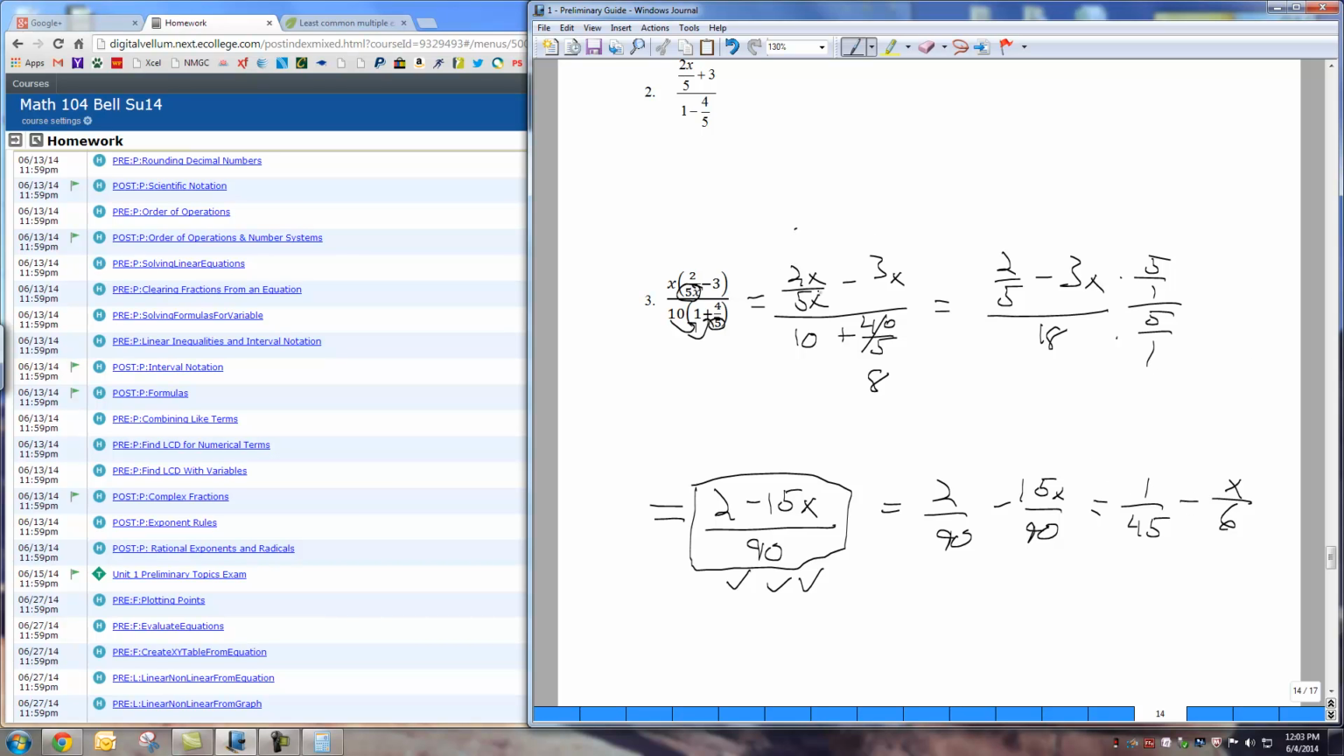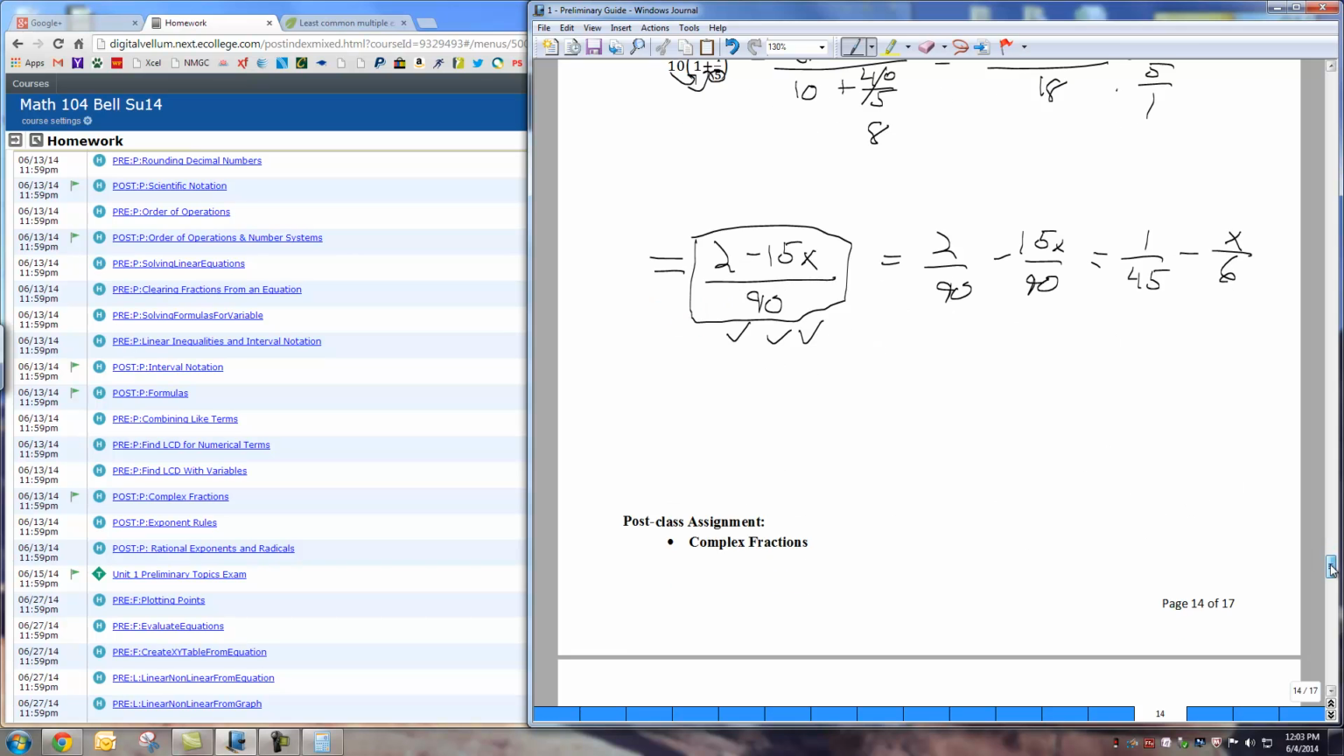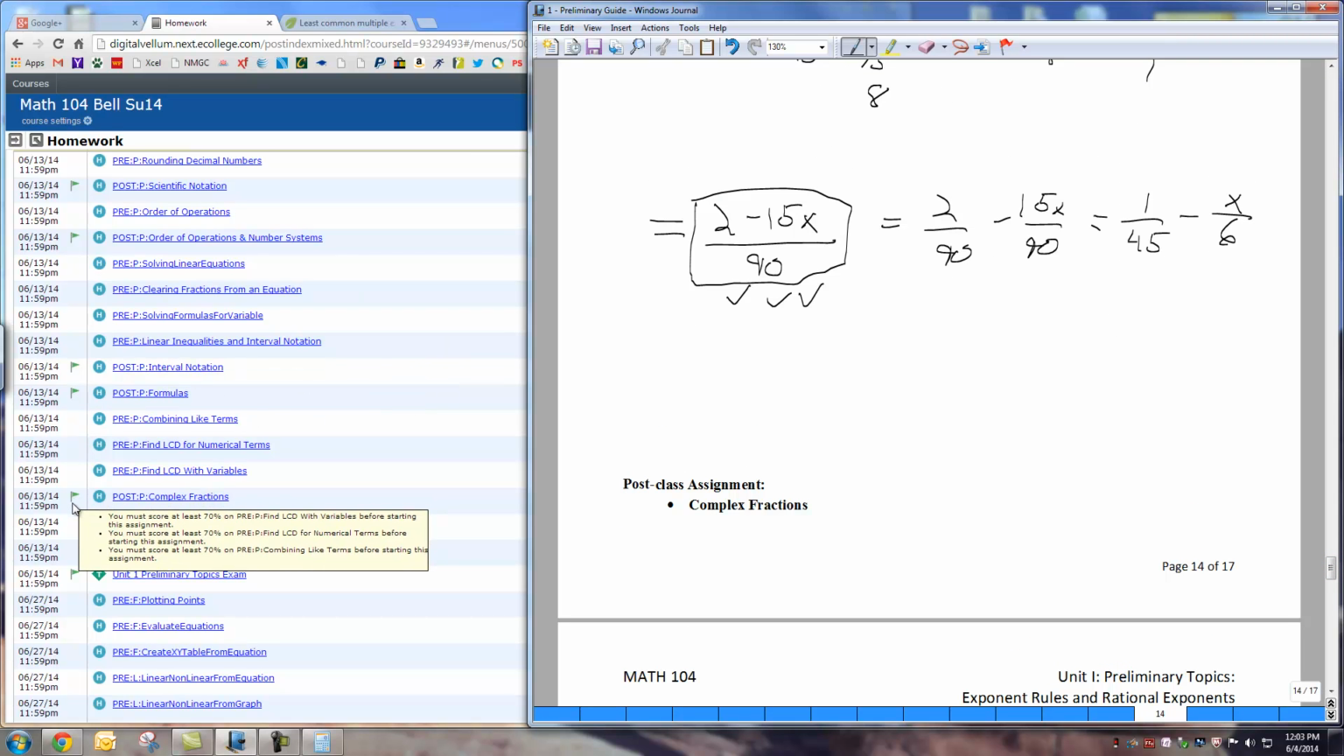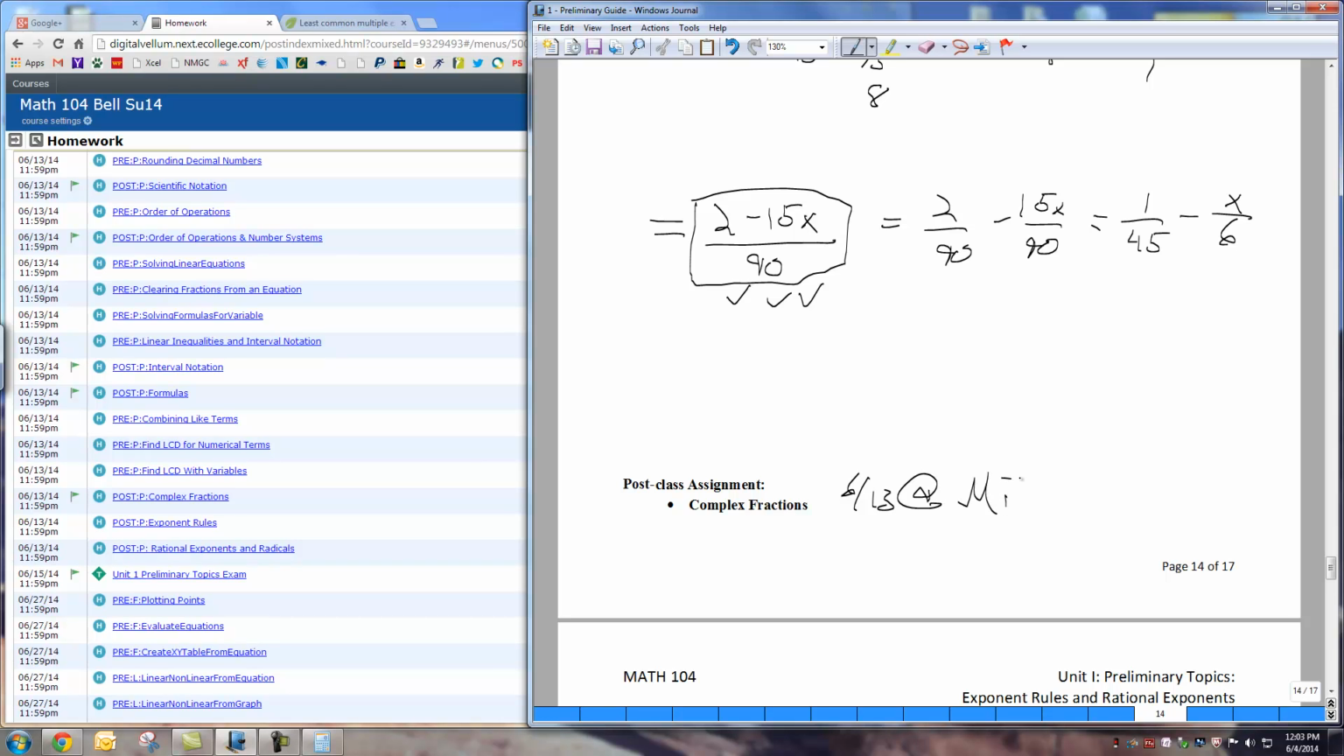All right, so moving along, complex fractions is right here. You have these three pre-class that you have to do with it. This is due 6:13 at midnight. Okay.